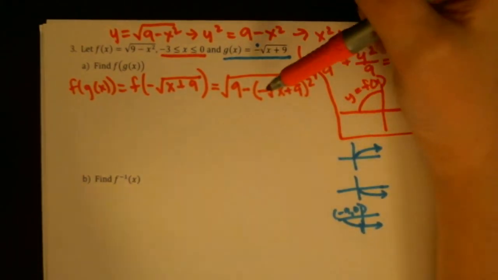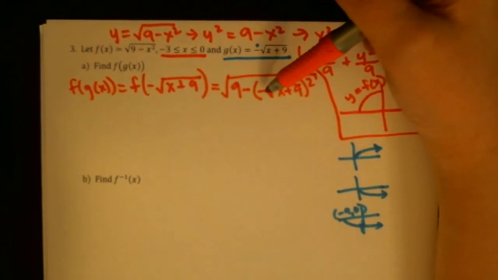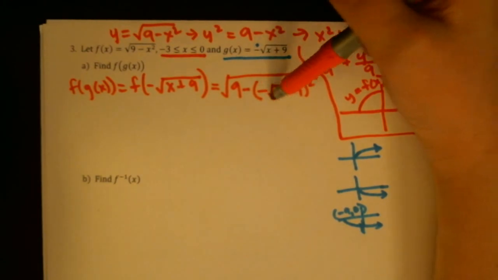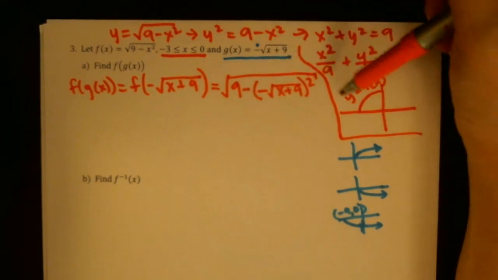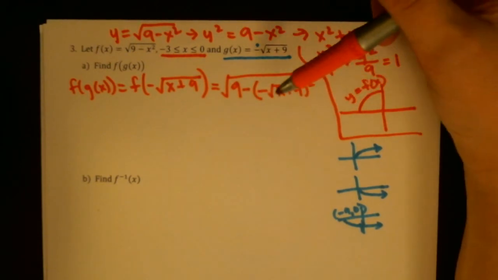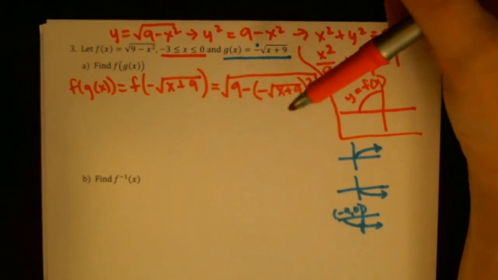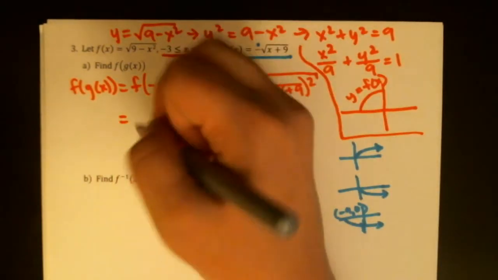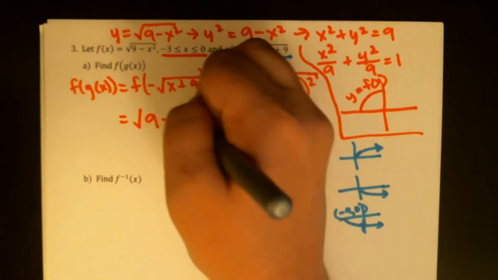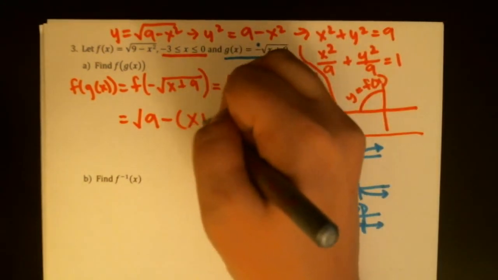Okay, so some nice things happen. When you square this, you're multiplying a negative square root x plus 9 by another negative square root x plus 9. So the negatives will cancel out. And then the square root multiplied by itself will actually wipe out the square root as well. So I end up with a square root of 9 minus x plus 9.